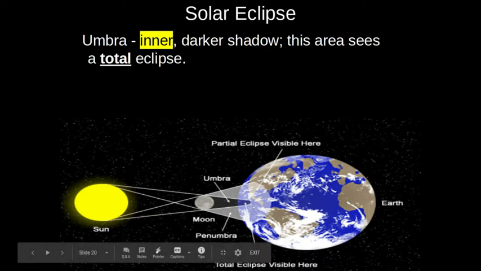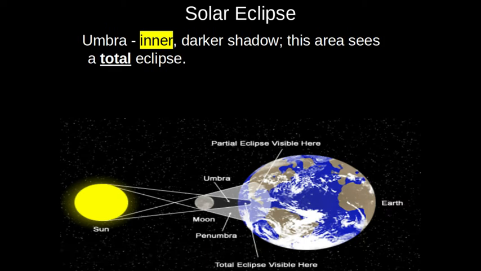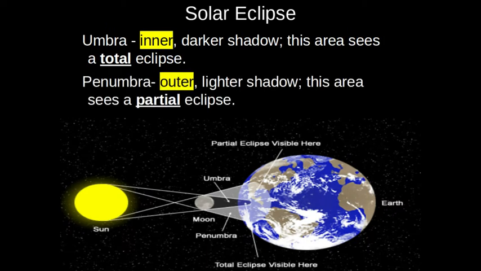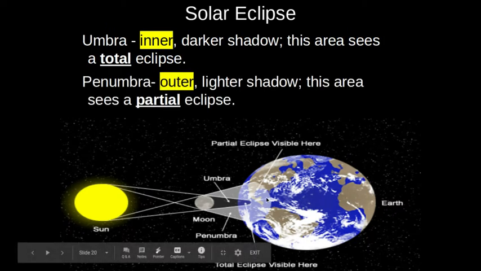For you to just see a partial solar eclipse, which is cool, but probably not as cool, you have to be in the penumbra, or the outer lighter shadow that is cast by the moon as it moves across the earth.